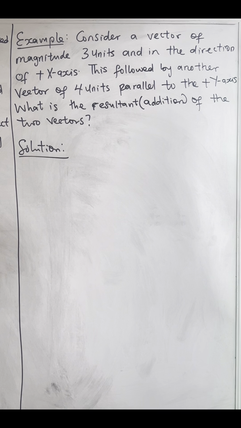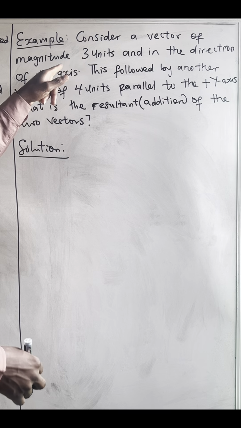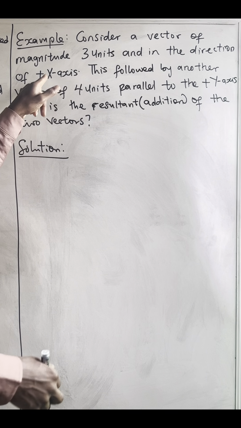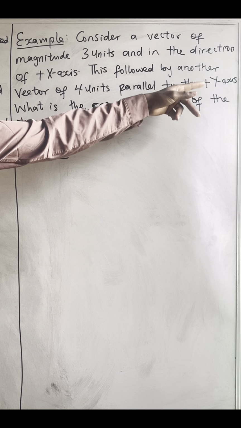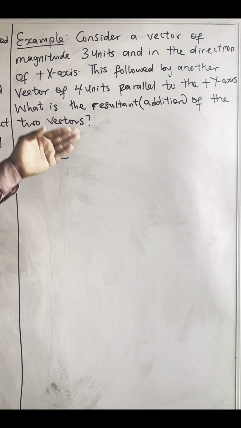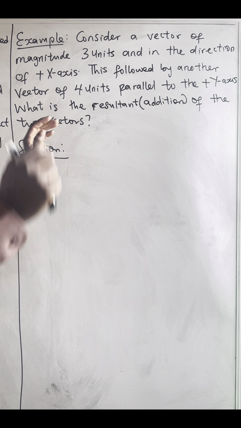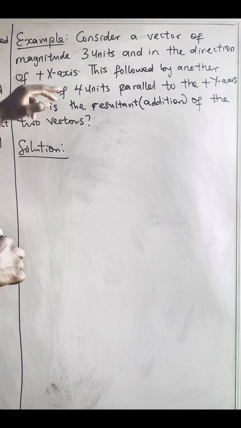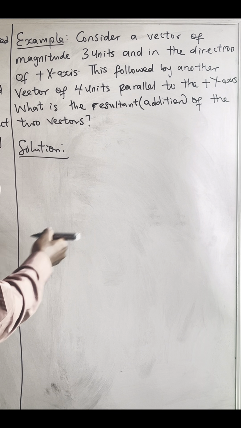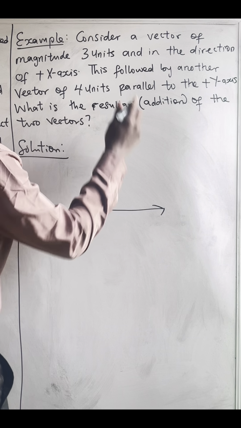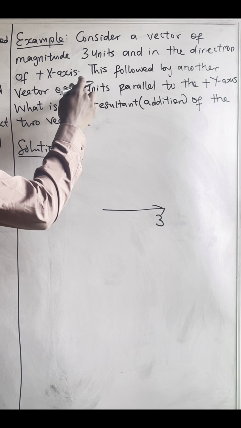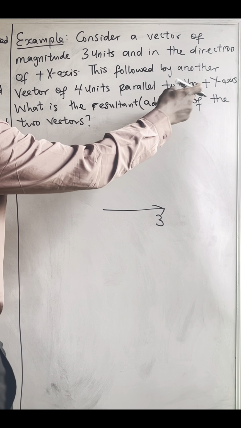In this example, guys, the question says to consider a vector of magnitude 3 units in the direction of plus x-axis. This is followed by another vector of 4 units parallel to the plus y-axis. What is the resultant of the vector? Guys, we don't have any problem here. They say plus x-axis, so we just remember that this is your plus x-axis, and that is 3 units.